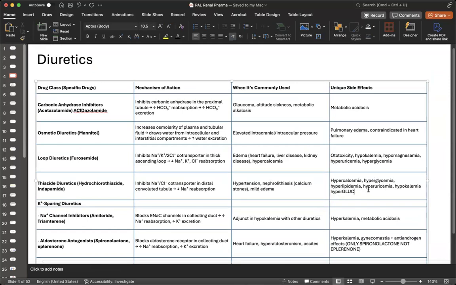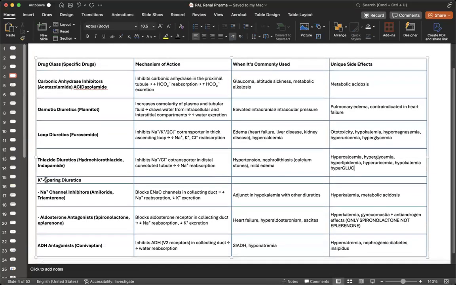Also can cause hypokalemia. Hypokalemia is in both furosemide loop diuretics as well as thiazide diuretics. Very important. We'll see later why. And the exact reason why is because we also have potassium sparing diuretics. These loop diuretics and thiazide diuretics cause hypokalemia to the point that they're like, listen, we need to make some drugs that don't cause hypokalemia. And those are your potassium sparing diuretics.